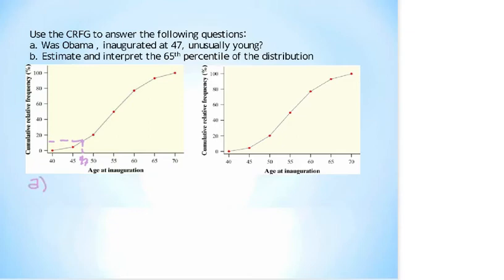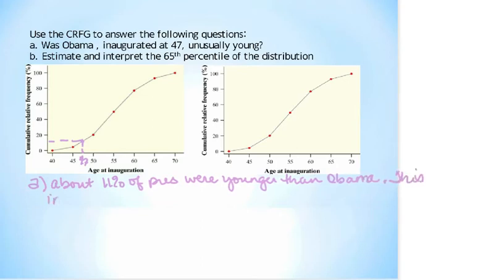Well, it turns out that about 11% of presidents were younger than President Obama. So this does indicate that he was unusually young.